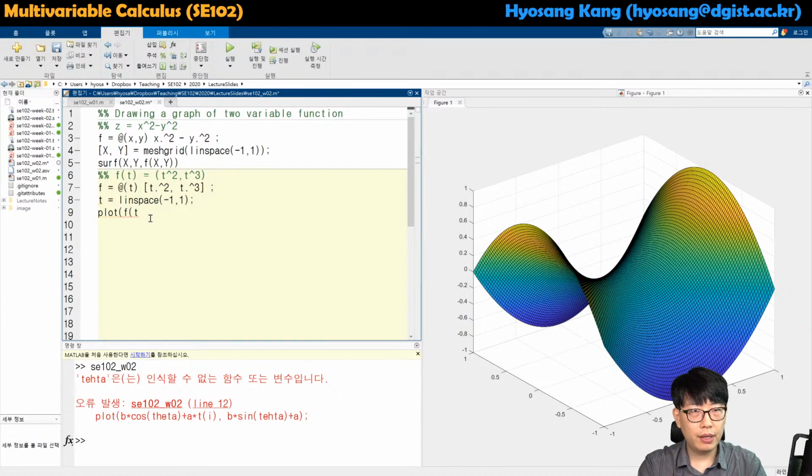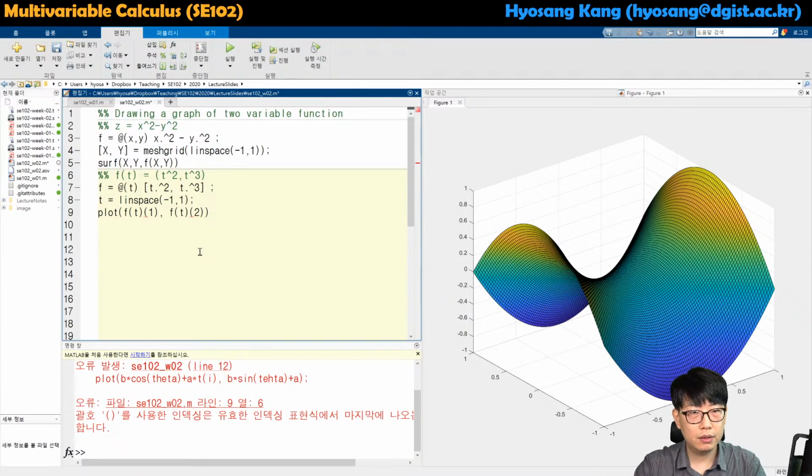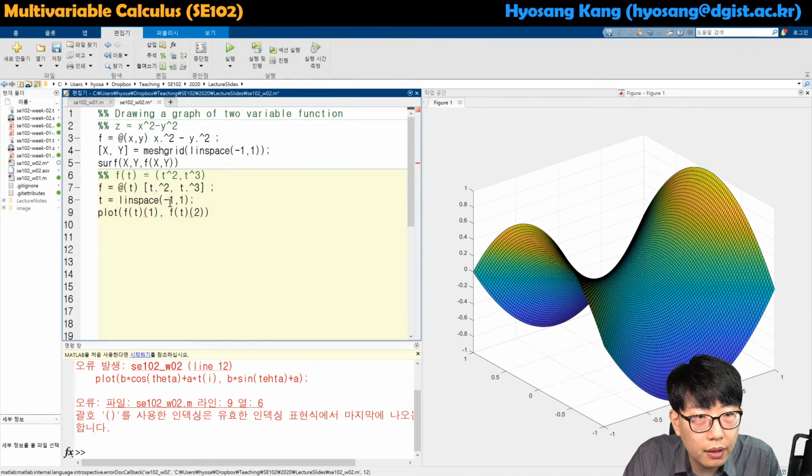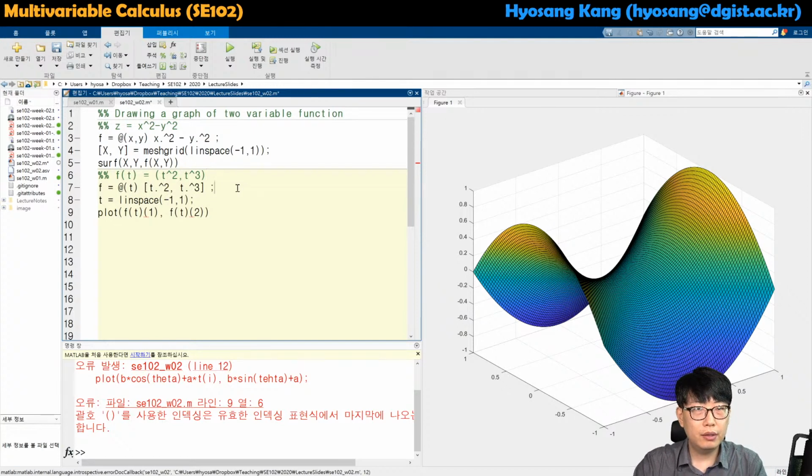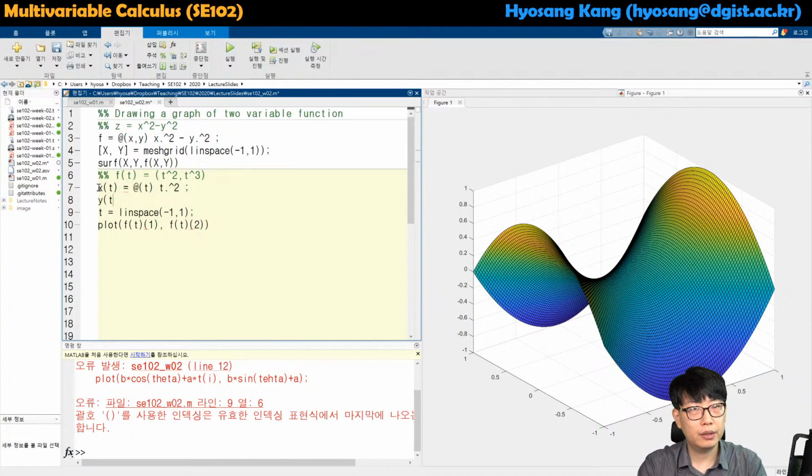So let's say ft of 1, I'm not sure that it works, ft of 2, yeah, it doesn't work. So actually I need ft to be the first coordinate, ft of 2, yeah, it doesn't work. So I need to define this x and y coordinates separately, t square and yt, t cube.